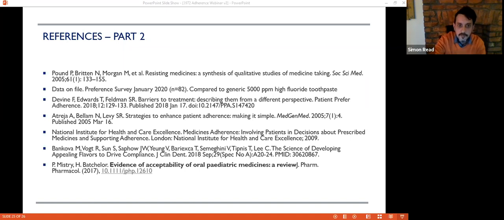Okay, see if I can find another question. In terms of the continuum, I feel the biggest barrier is getting the patient to visit the pharmacy to have their prescription dispensed. Any tips on helping that along?